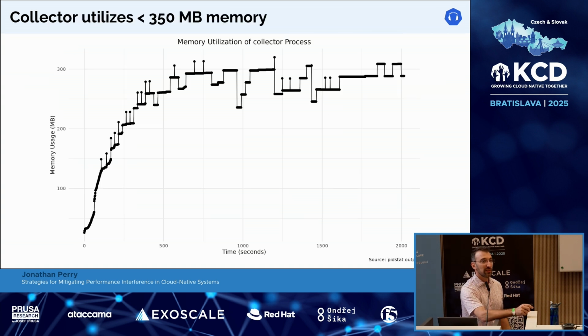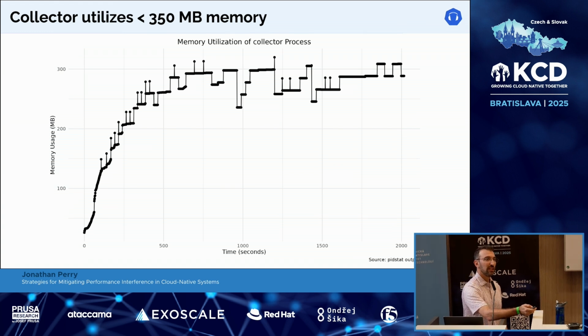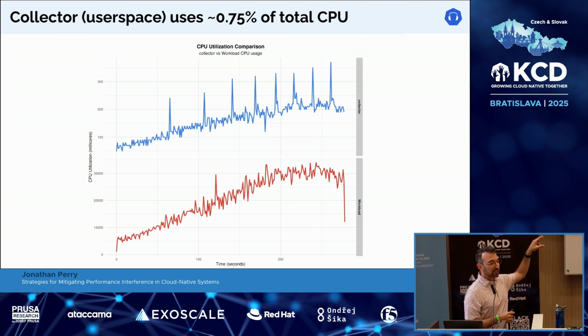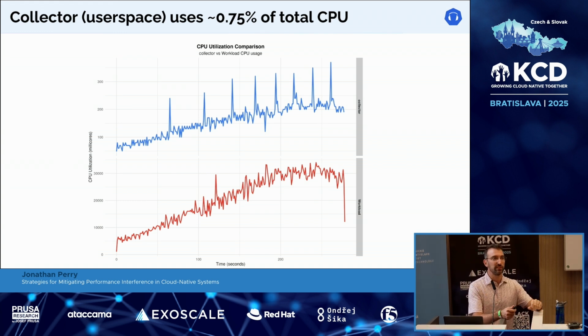We benchmarked the CPU and memory utilization of the pod to be under 350 millicores. On the top here you see the CPU utilization of the collector pod, and on the bottom, the total for the system under measurement. That's the OpenTelemetry demo cluster. And you can see as the total CPU increases to around 30 cores, 30,000 millicores, the collector increases to around 250 millicores. So that's 0.75% CPU overhead.